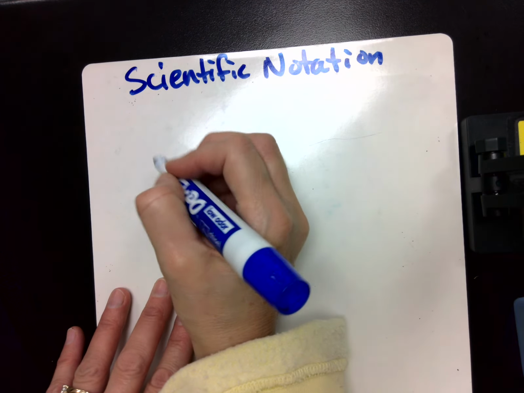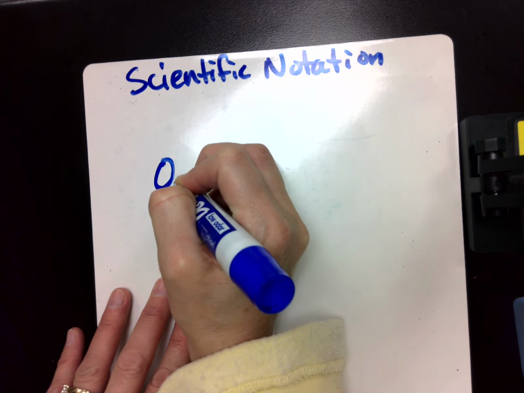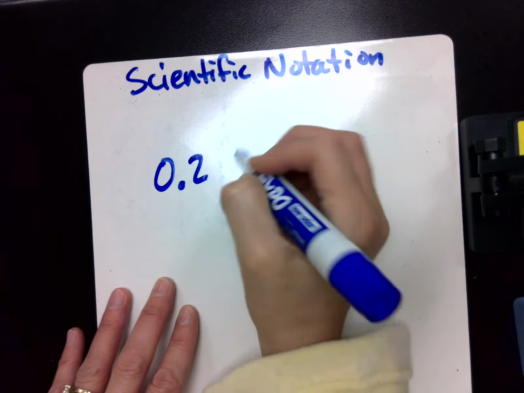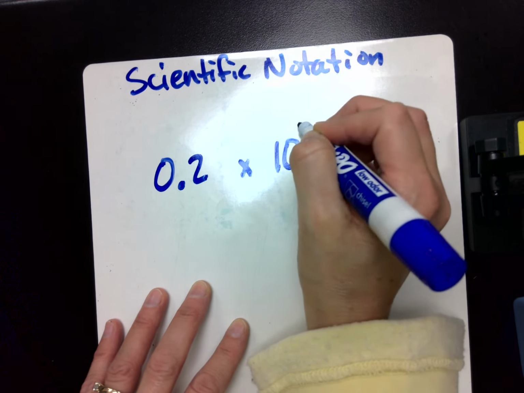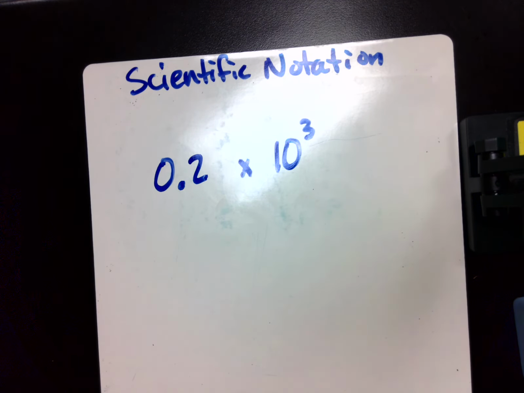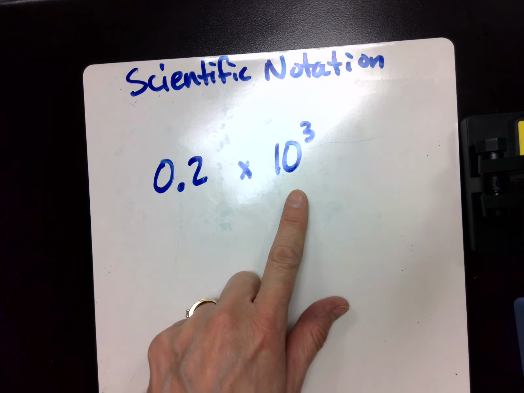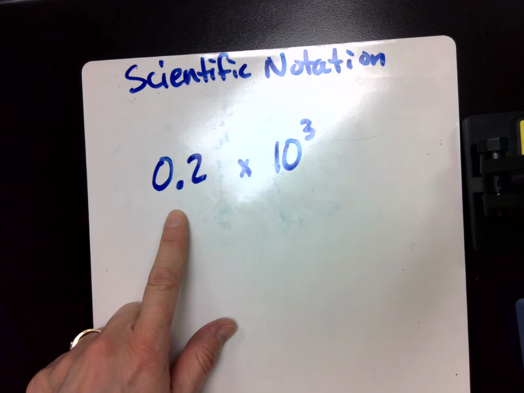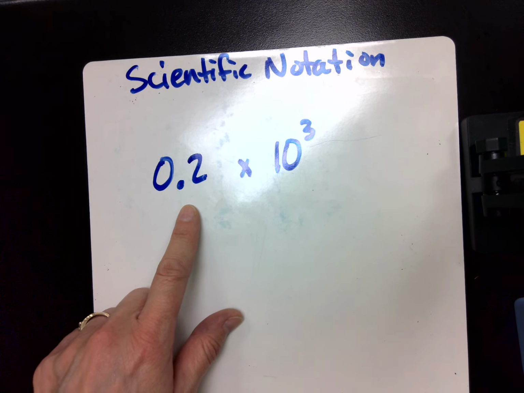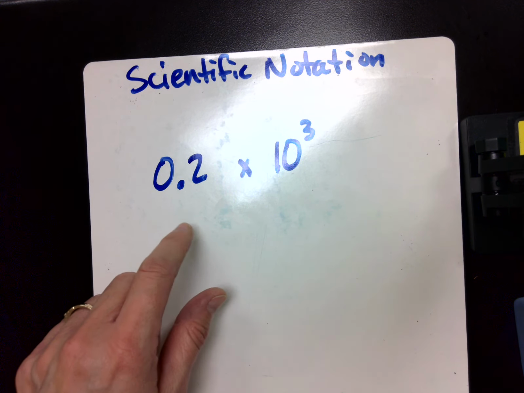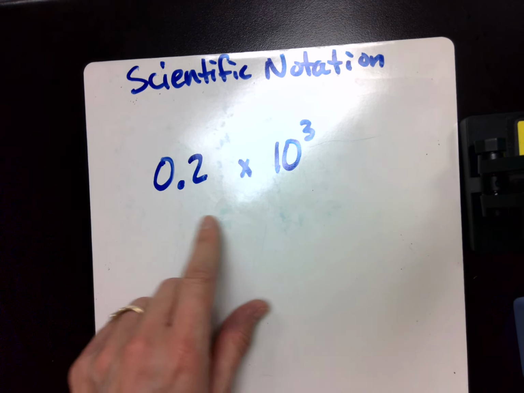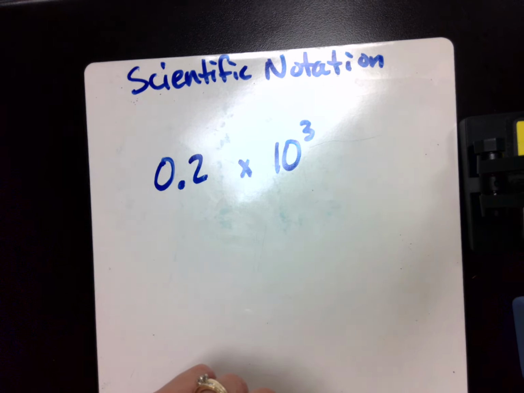Sometimes they'll look like this as well. They'll do something like this: 0.2 times 10 to the third power. Well, this is correct because you have a power of 10, but this isn't even 1. This is less than 1. And remember, it has to be 1 or greater and less than 10. So this isn't in scientific notation either.